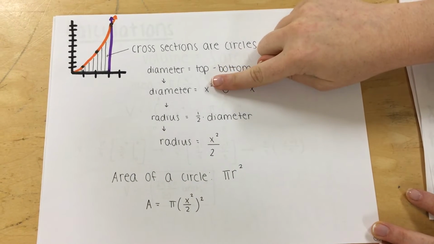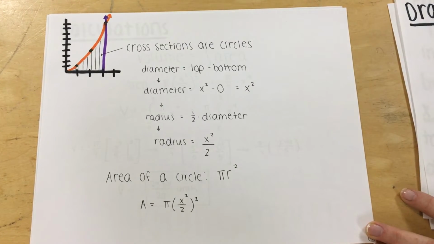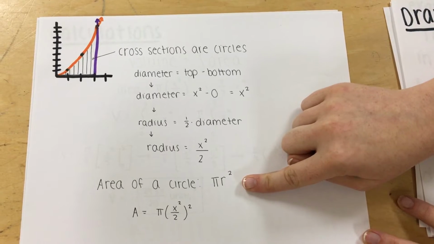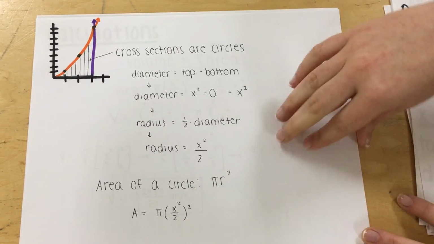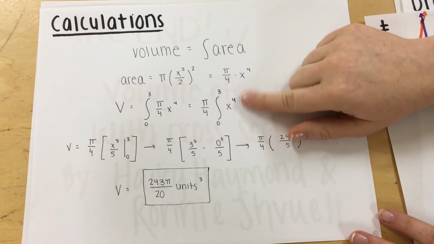But that's the diameter. And to find the area of the circle, we want to find the radius, which is just 1/2 of the diameter. So you get your radius as x squared over 2. So to find the area of the circle, which is pi r squared, you're just going to plug in the radius x squared over 2 into this equation. And then what we're going to do with that area is we're going to integrate it from 0 to 3 because those are your bounds.